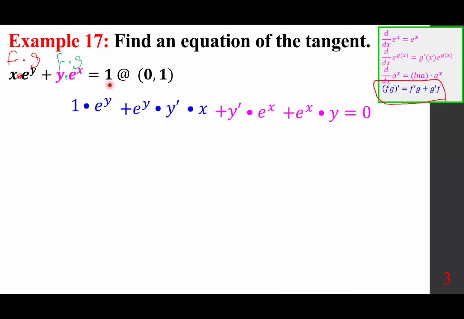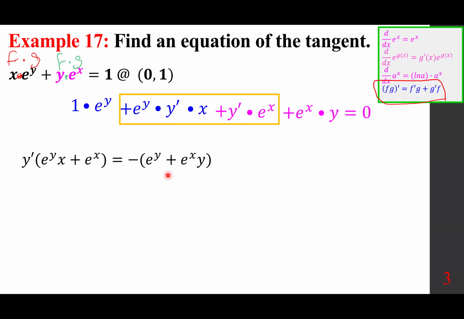However, let's solve for y prime, which means we are going to keep these two because they have y prime, and this goes to the other side, becomes negative. This goes to the other side, becomes negative. So both of them are negative now, and these two, if you factor them, you can take the y prime out. You get e to the power of y times x, and this one is e to the power of x. So this one divided by the parentheses is y prime.